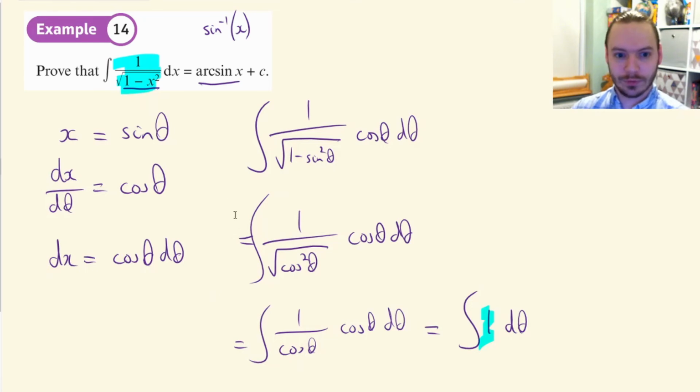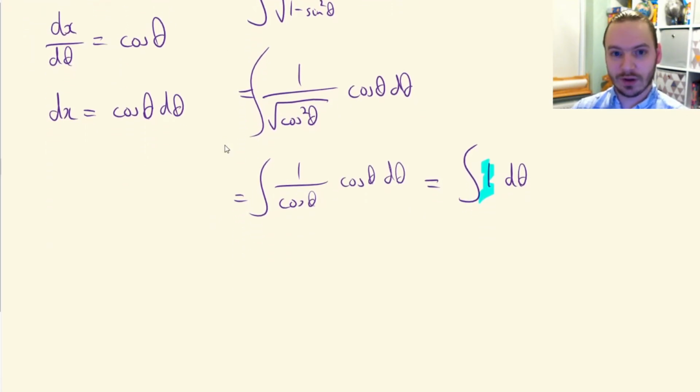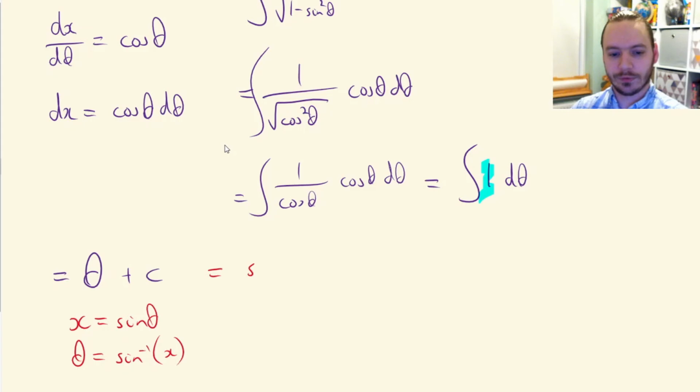We need to finish the job, of course. We need to get to the end of this process. So if we integrate 1, then what we get is theta, which is not a problem at all, plus some constant. And we need to remember that we said in the beginning x equals sine theta. So that means theta is the inverse sine of x. So this is equal to inverse sine x plus c, and what it says in the textbook and what we often see written by hand is arc sine x plus c.